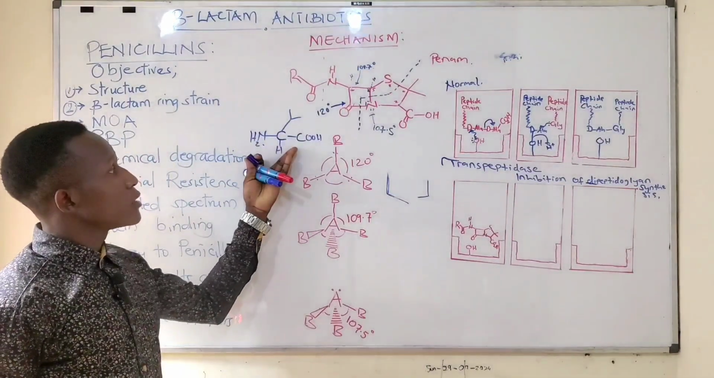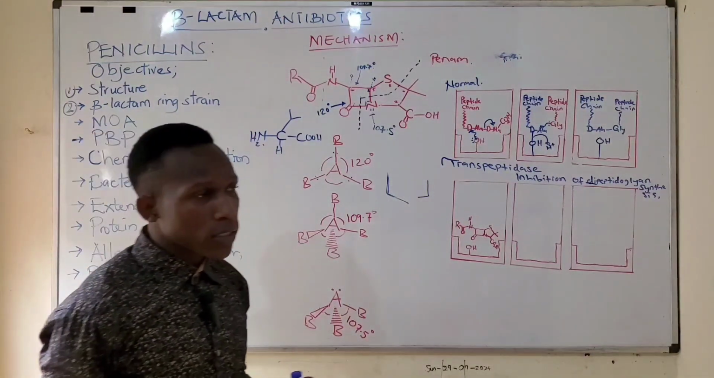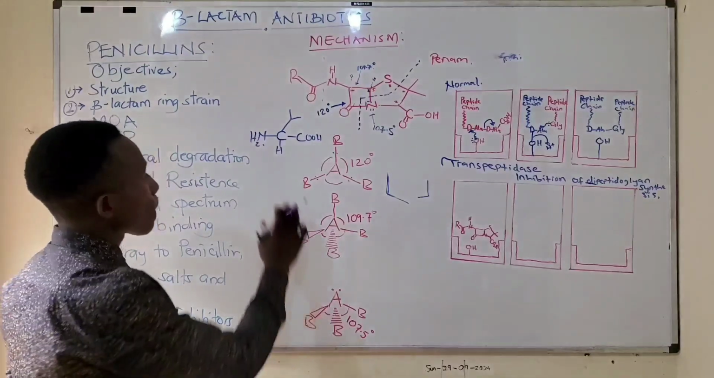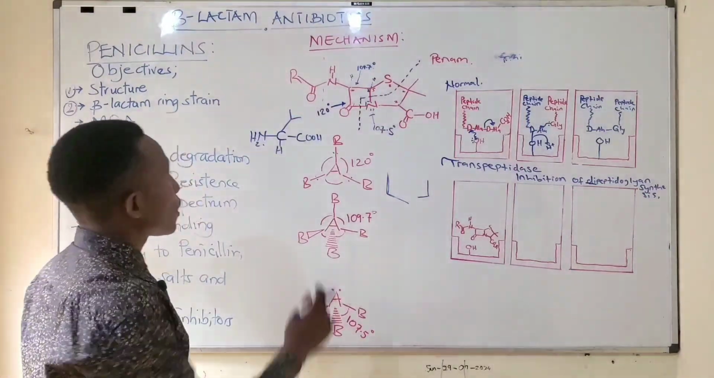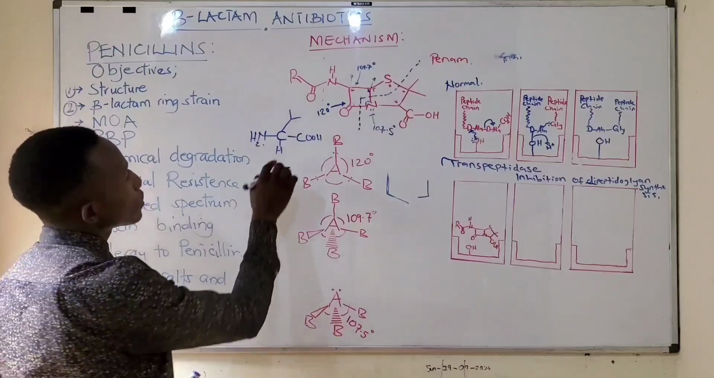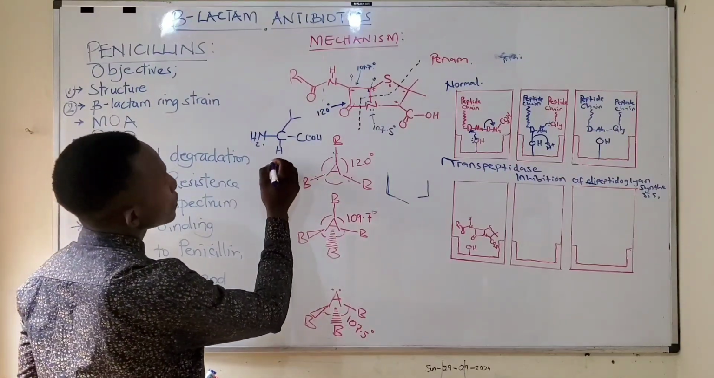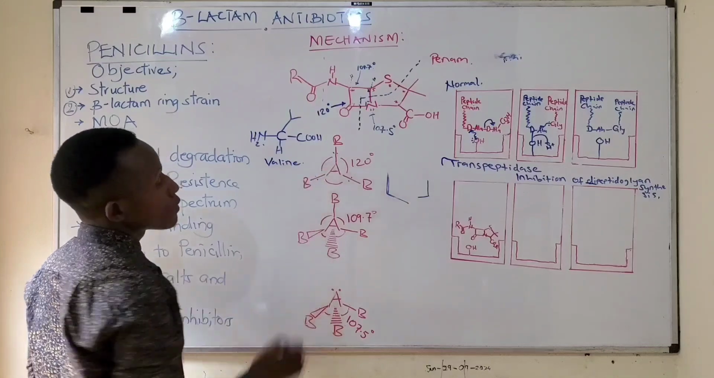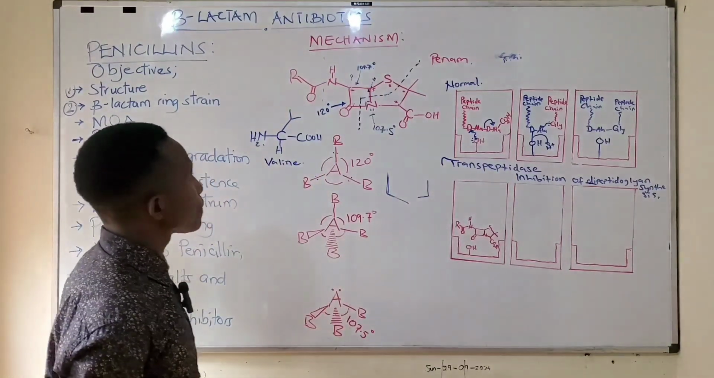This is an amino acid. The basic structure of an amino acid has the carboxyl group, has the amino group, then there is a hydrogen and the R group. So this is the R group. When you look at this one, it is the valine. It is the valine amino acid.